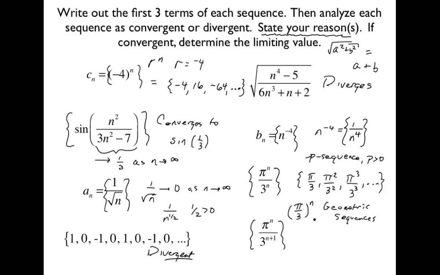But we do want to recognize these p sequences and these geometric sequences. So it's a geometric sequence, and the r value is greater than 1. So divergent. Pi over 3, since it's greater than 1, when you keep multiplying it by itself, right? The next term is always multiplying by a number greater than 1. You keep multiplying by a number a little bit greater than 1, that's going to get big, right? That's going to diverge. So divergent.